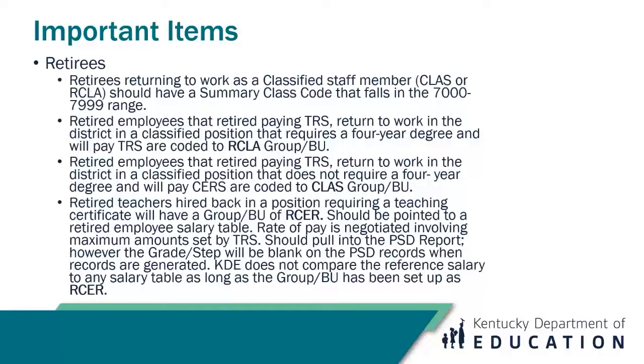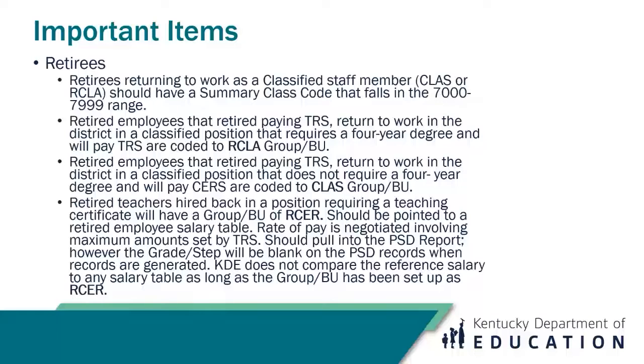Second bullet is that retired employees that retired paying into TRS return to work in the district in a classified position that requires a 4-year degree and will pay TRS are coded to that RCLA group BU. I think that's the area where I find the most problems, most needed corrections, is that you have a retired employee coming back to work in that classified position and they're using just CLA and not RCLA. So it's important to have that RCLA group BU.